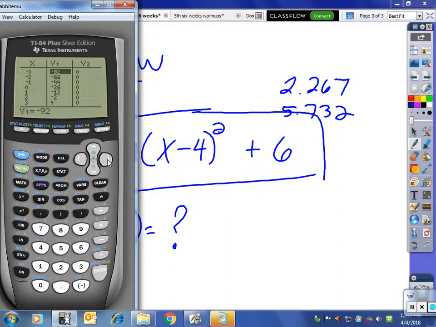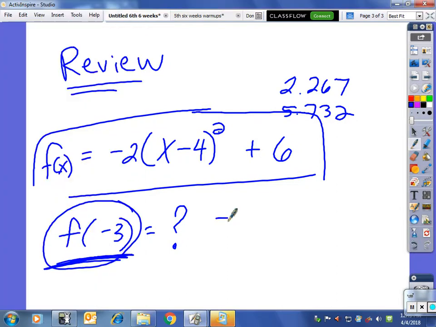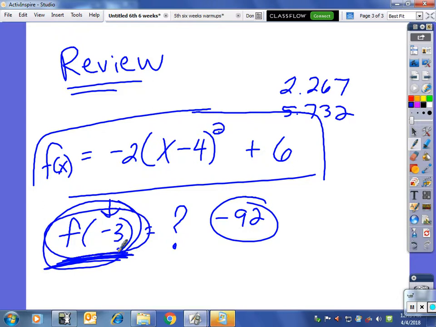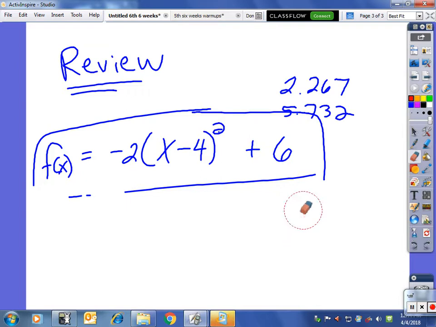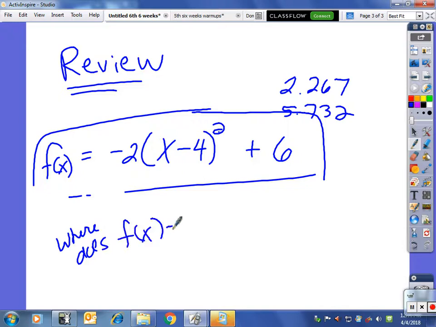What's f of -3 for this function? -92. This is the x, and you are finding the y. You don't want to miss those. But some kids misread this and think that this is the y. That's not what's happening. Let me show you what that would look like. I want you to find out where f of x equals -15?